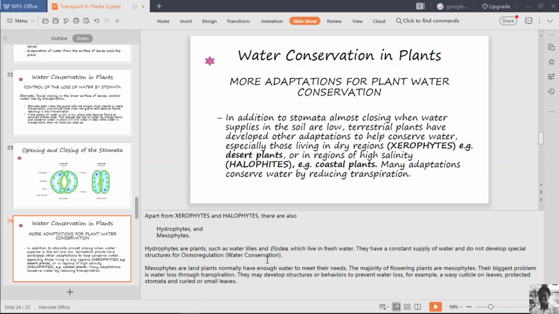And the biggest problem is water loss through transpiration. Okay, as a result, they may develop structures or certain behaviors to prevent water loss. For example, they might have a waxy cuticle on the leaves. They might have protected stomata. They might curl the leaves, and the leaves may be very small. Okay, so these are adaptations by these plants to curb water loss.